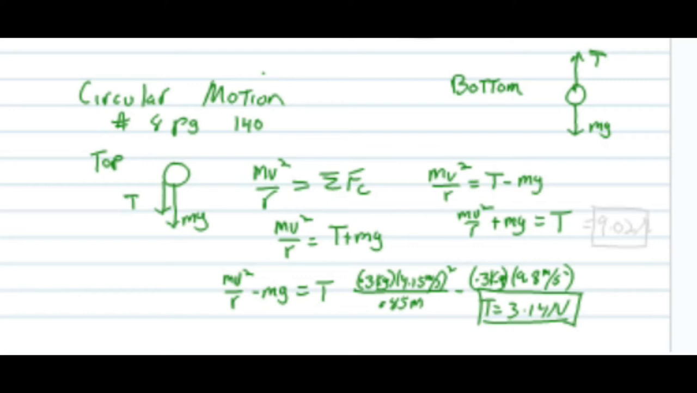Okay, so I'll do 0.3 times 4.15 squared. No, I did it wrong. 0.3 times 4.15 squared divided by 0.85, and then plus 0.3 times 9.8, and I get 9.02 newtons. So that's the answer to part B.